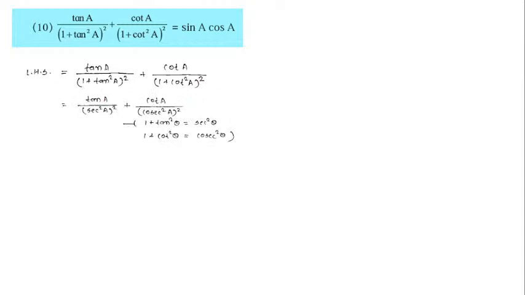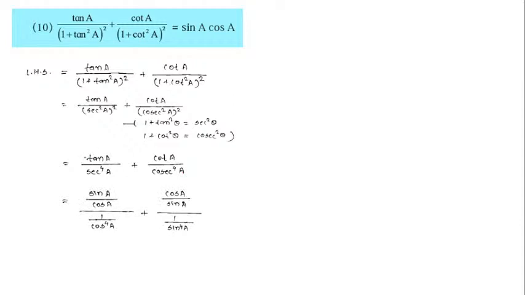Now instead of 1 plus tan square a, we can write sec square a, because we have the second trigonometric identity, that is 1 plus tan square theta is equal to sec square theta. In the same way, we have the third trigonometric identity. Instead of 1 plus cot square a, we can write cosec square a, because 1 plus cot square theta is equal to cosec square theta. Okay, now tan a as it is divided by sec square a bracket square, that means we can write here sec raised to 4a, plus cot a as it is divided by cosec square a bracket square, that means cosec raised to 4a.